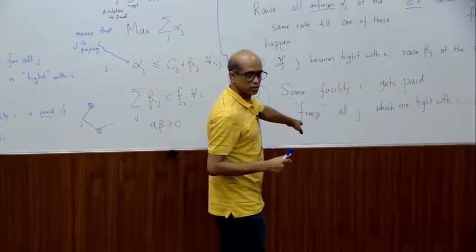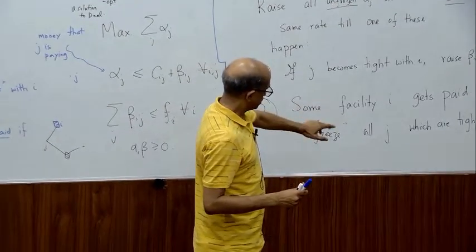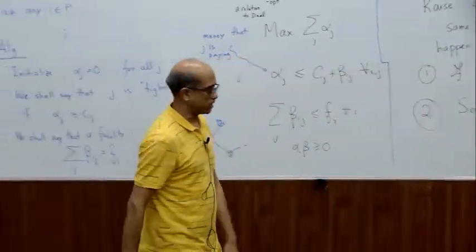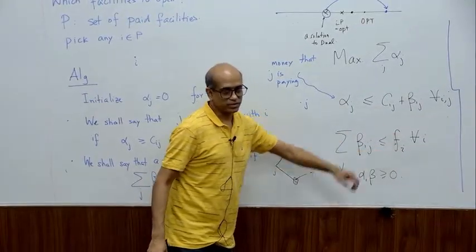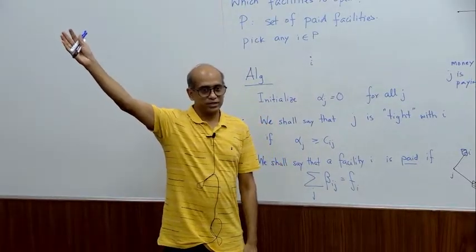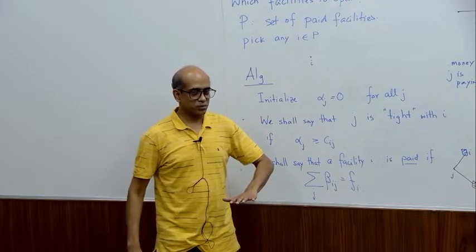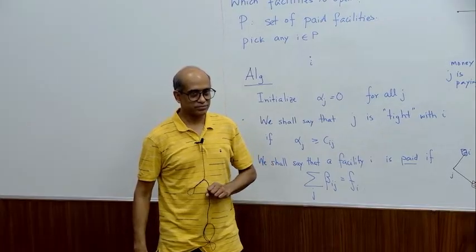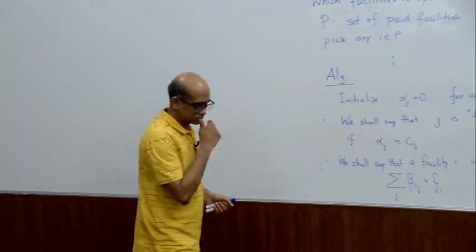What will happen? All the I's will not get paid, because we are increasing beta until... maybe suppose somebody's Fi is infinity, it's super expensive, so that will never happen, right? Or maybe some facility is so far away that you never become tied with it. So all I's will not get paid. But when this process stops, every J will be tied with at least one paid facility. Because why did you stop raising the alpha J, right? Good.